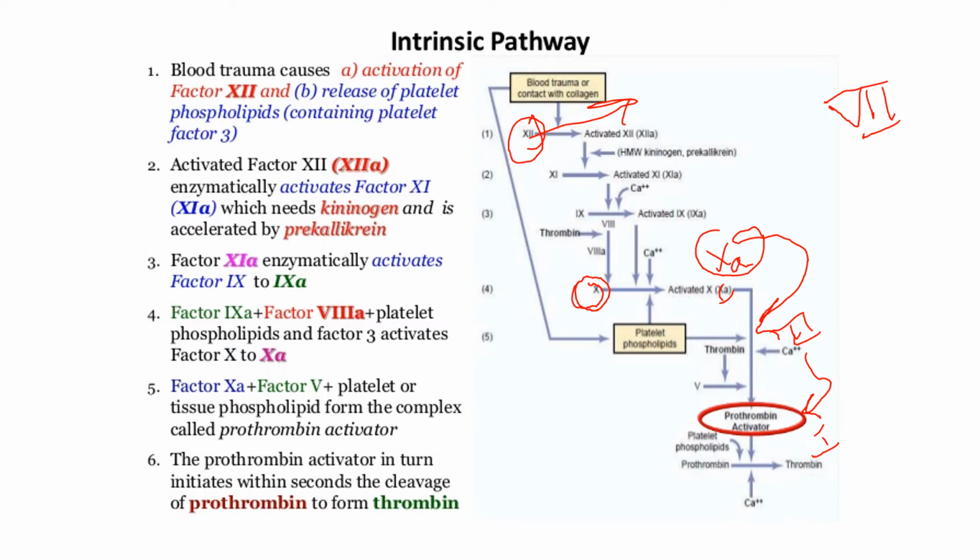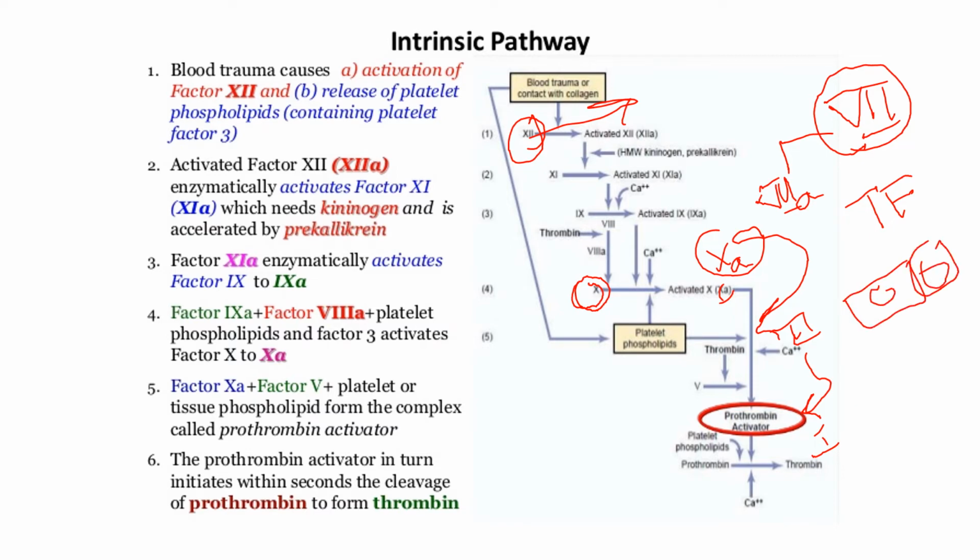But if you start with activating factor 7, this is the extrinsic pathway, because activation of factor 7 occurs through tissue factor. And if you remember, we said tissue factor is found where? In the subendothelium. Okay, so it is found outside the circulation. So we call this the extrinsic pathway.